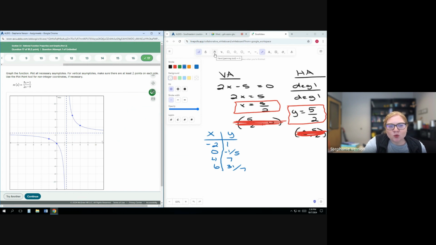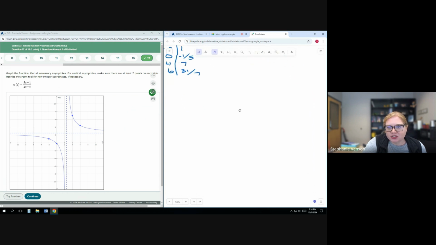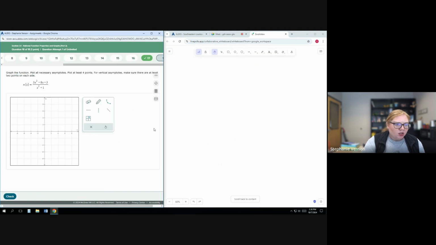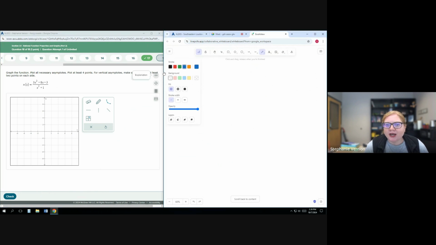All right, let's look at one more. We're going to look at 18. I'm going to give myself some blank space on the whiteboard. Let's see what we got here. It says graph the function, plot all necessary asymptotes, plot at least 4 points. We kind of did that last time because there were 2 on each side, but same thing. Also make sure there are 2 points on each side of the vertical asymptotes. So exact same directions for the most part that we had for the previous one. This is just a funkier looking rational, if you will. So this is 18.